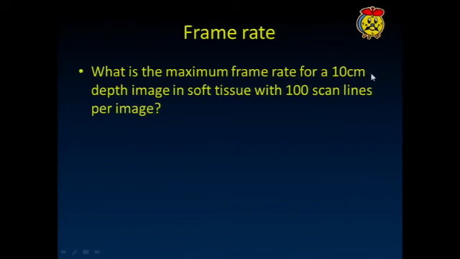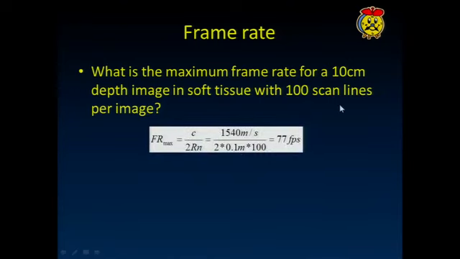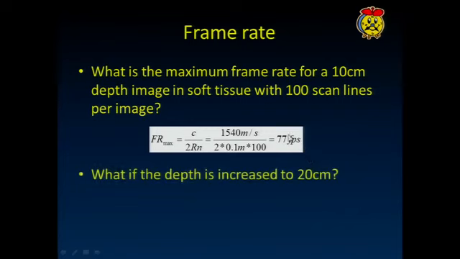So what if we want to go 10 centimeters deep and 100 scan lines? I think I've been speaking about this example, so I don't think the answer is going to surprise anyone. Remember, we did this calculation before where instead we just talked about imaging 10 centimeters deep, and we found out that we could image lines at about 7,700 hertz, and I said, well, if you want 100 scan lines in an image, your frame rate will be about 77 frames per second.